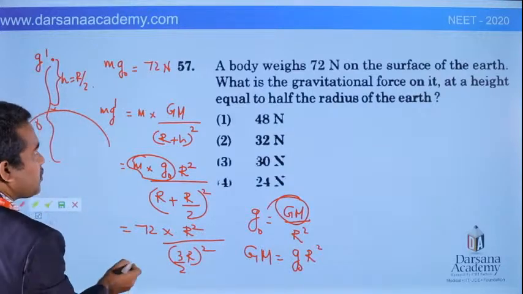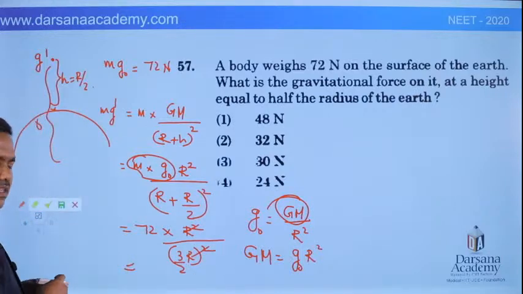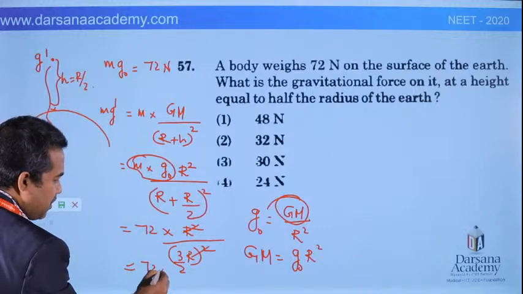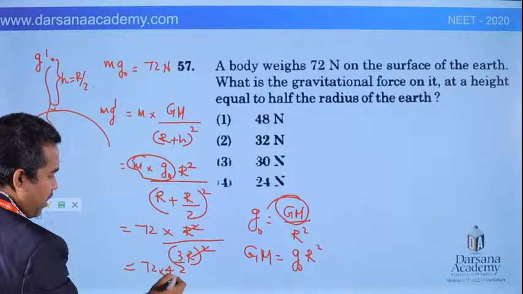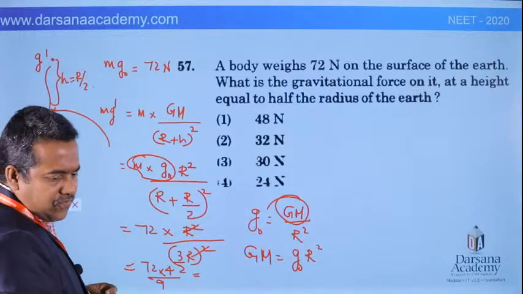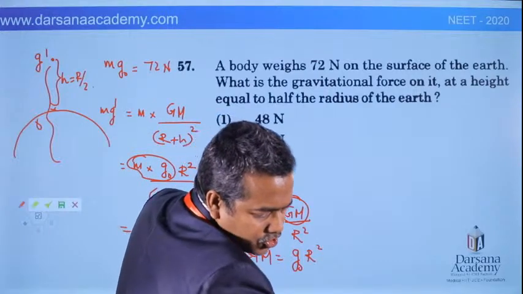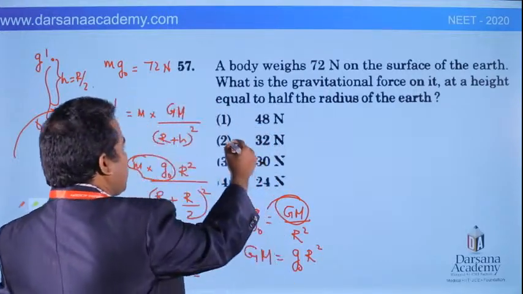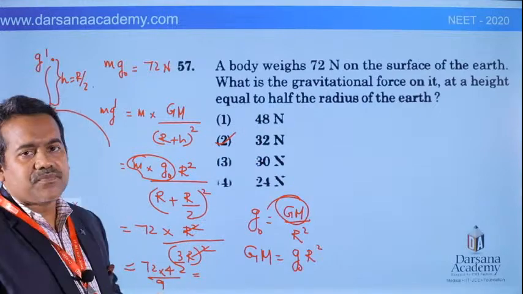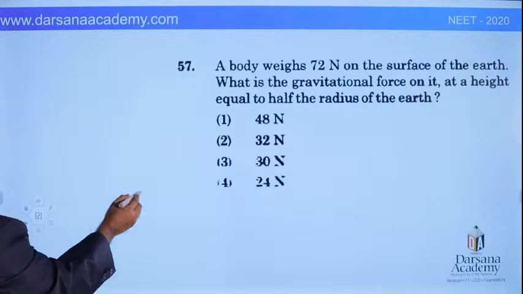So the r square cancels. That is 72 into, 2 square becomes 4, divided by 9. On solving, you get the answer for the 57th one with the value 32 Newton. So that is the speciality. So option 2 is the answer. A good question from gravitation.